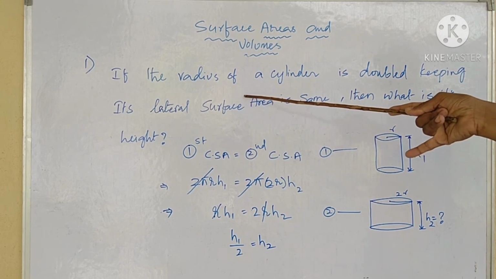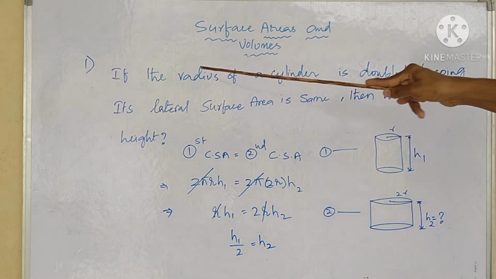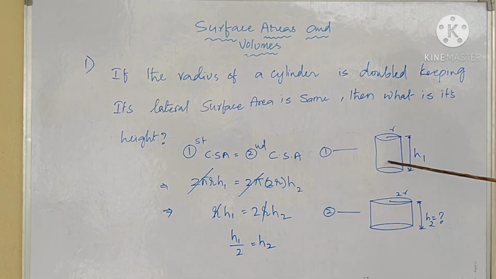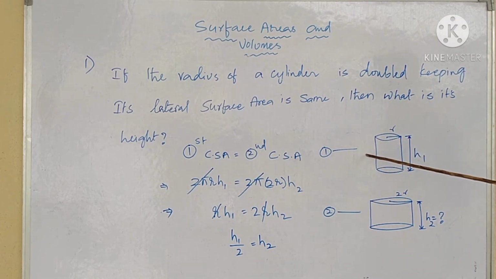This is our try this question. First one: if the radius of a cylinder is doubled, here the first radius is r, double means 2r. Its lateral surface area is the same. Lateral surface area is nothing but curved surface area. Here the first curved surface area equals the second cylinder curved surface area. Both are equal, but the radius is double. So then what is its height? Here h2 is the question mark. For the second one, height is h2.